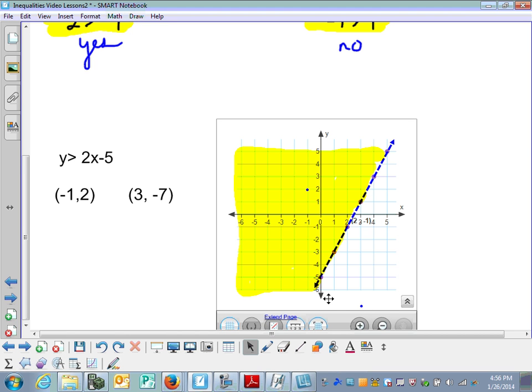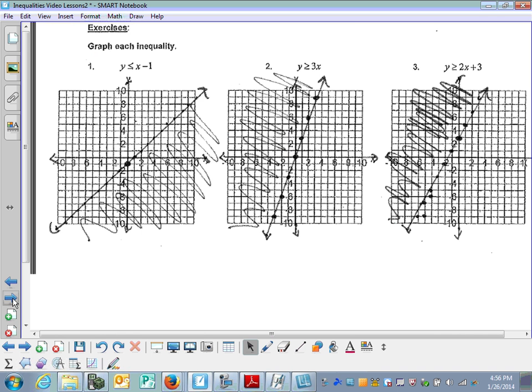So there's another way to determine the region to shade, besides substituting in a point. If your inequality has the y on the left side by itself, you can think your way through it, and you don't have to substitute the point in. Y is greater than. So here I like to go to where the line meets the y-axis, and when y is greater than, I'm going up the y-axis, so I'm shading above the line. If that had said y is less than, I would go down the y-axis, and I would have shaded below the line. So let's see if this theory works on our homework.